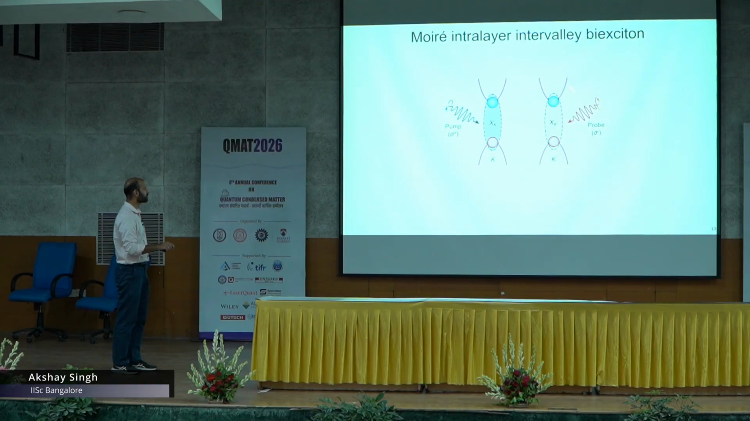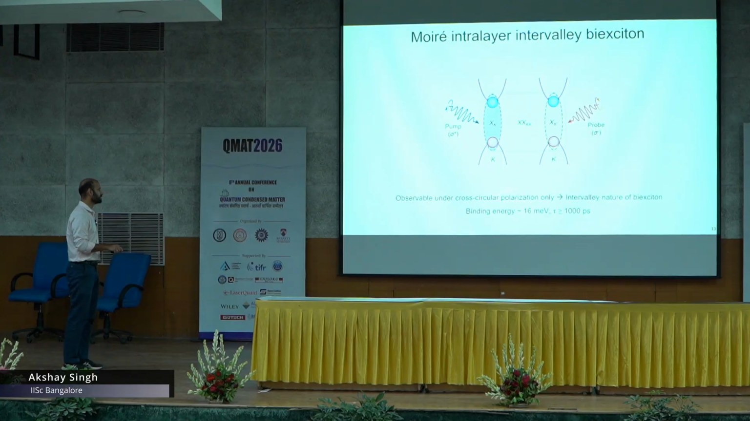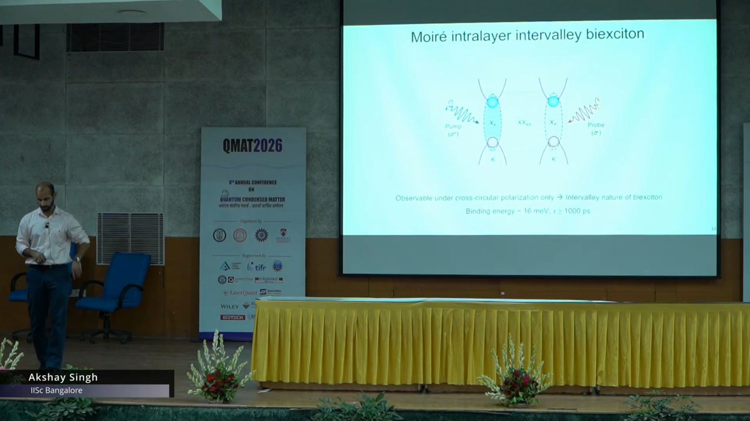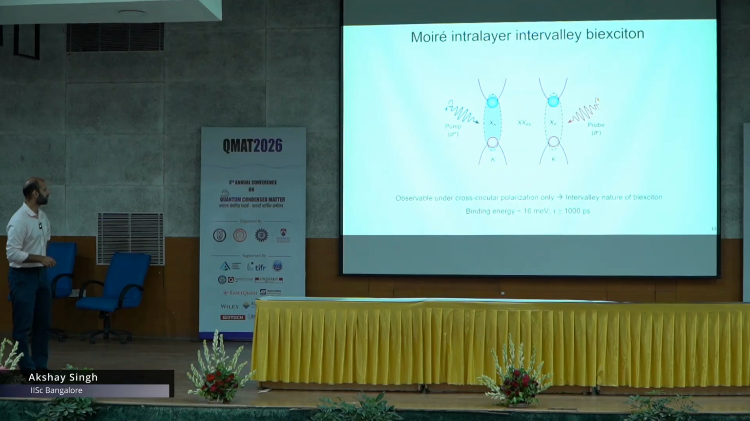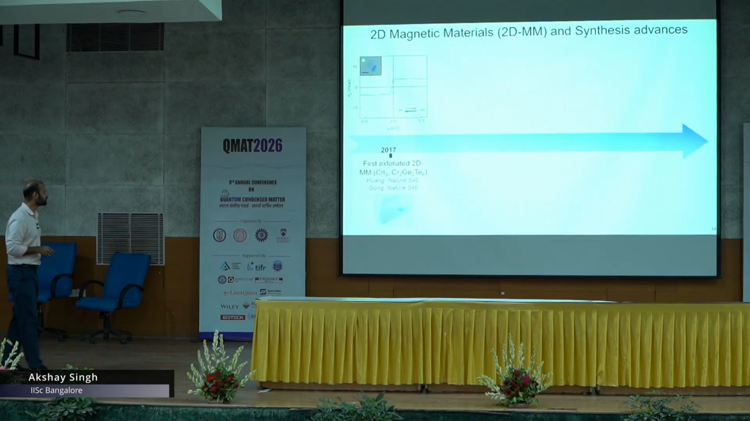So this is the atomistic picture of what this biexciton looks like. There are two excitons in different valleys, and they form this state. The binding energy is about 16 meV. And if you're interested, you can use this as a quantum simulator. Of course, we don't mention this at all. So I'll skip all this stuff.